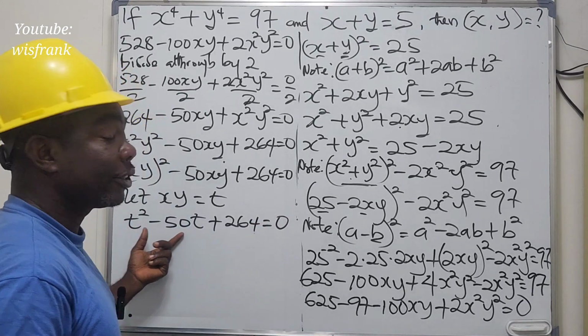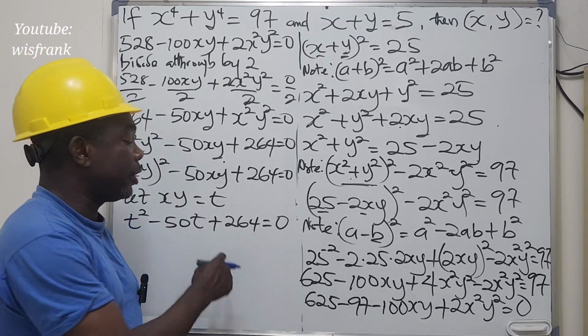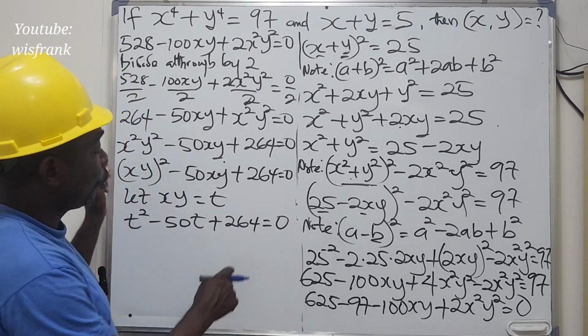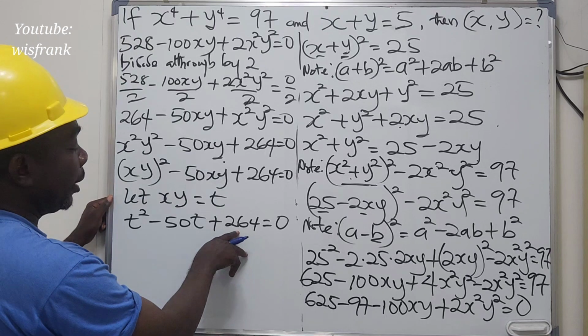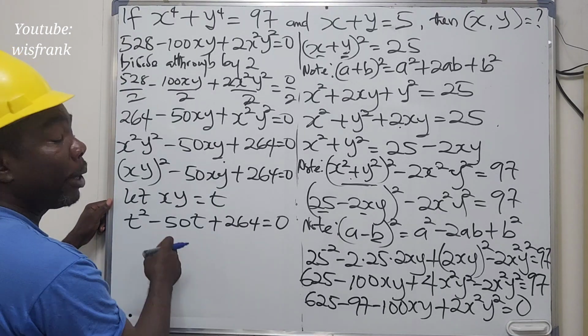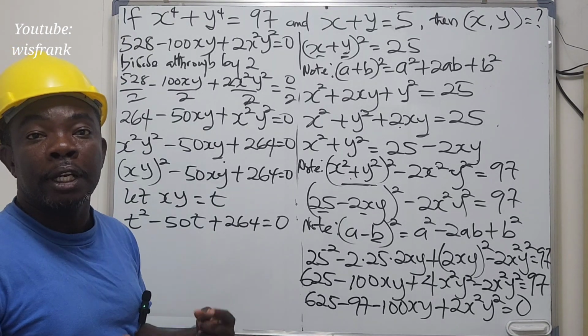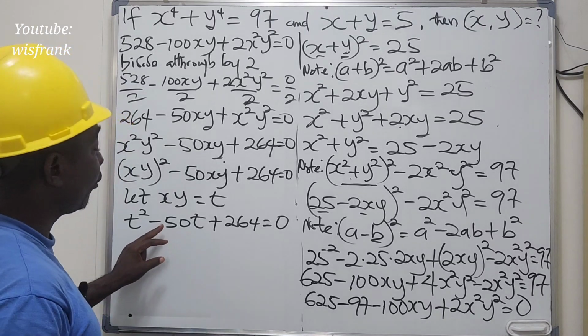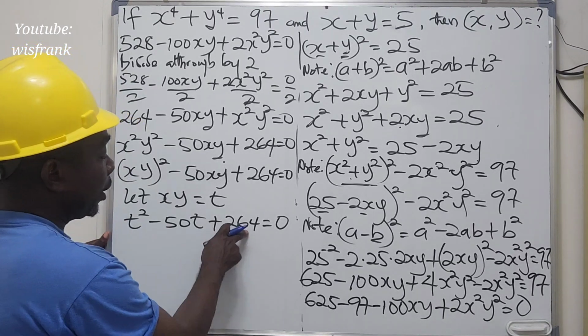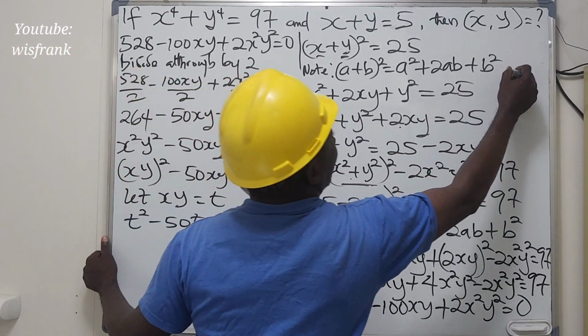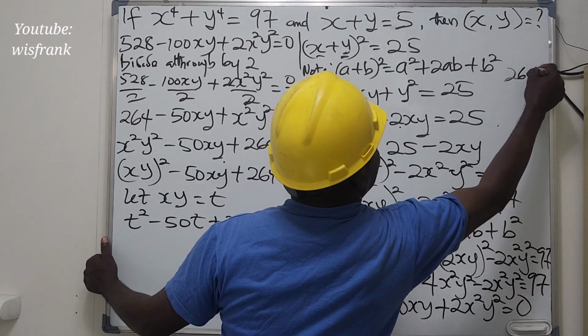So we are going to use the factorization method to find the value of t in this equation. What we are going to do is multiply 264 by t to the power of 2 and find two factors that, when we subtract or add, will give us minus 50. So 264 times t to the power of 2 will give us 264t to the power of 2.